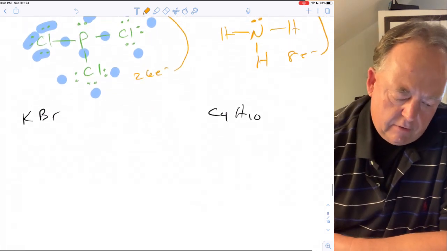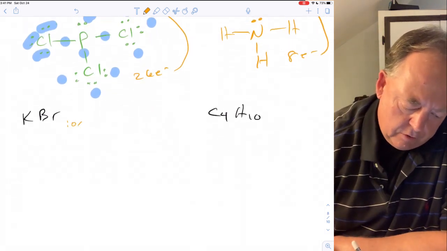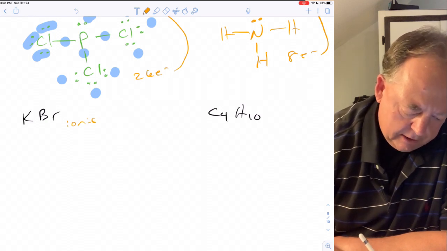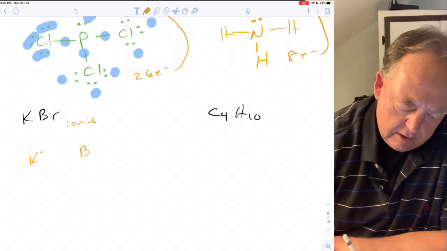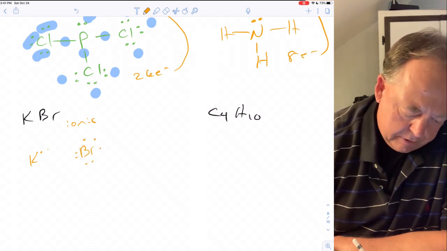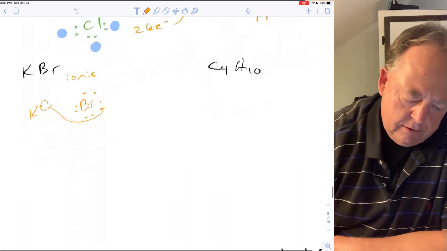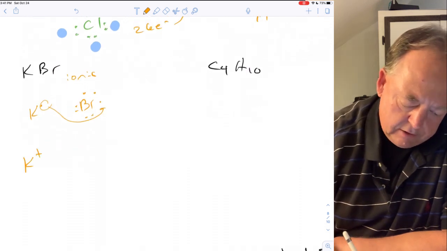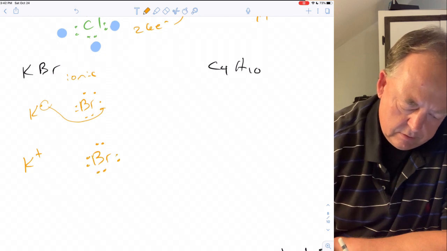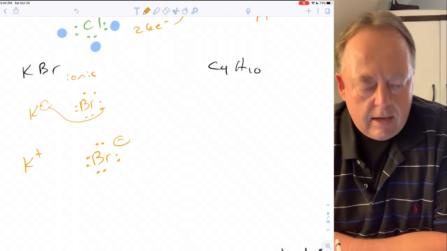Okay, how about KBr? So this is supposed to be ionic, right? So if you remember, potassium wants to give up 1 electron. It has 1 valence electron. Bromine has 7 valence electrons. It's in group 7. And so potassium is going to give up that electron. So it's going to become K plus and Br minus. And it's going to be an ionic compound, right?